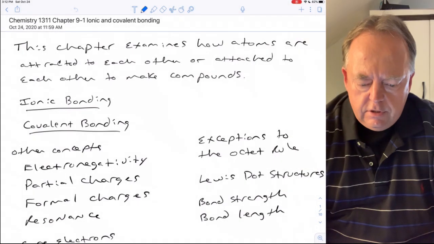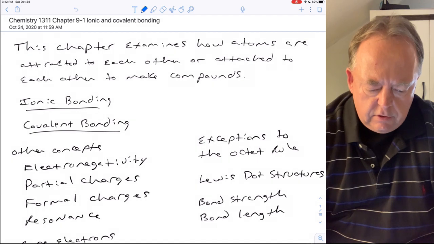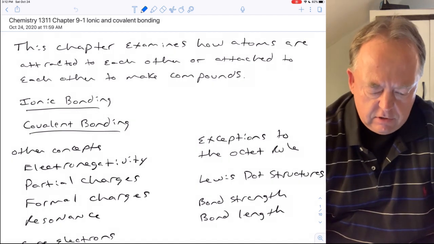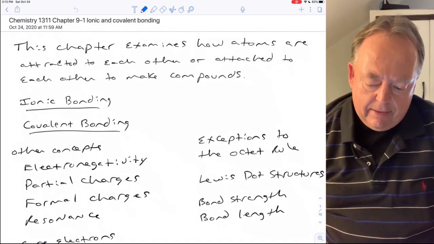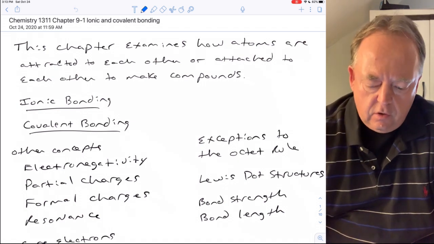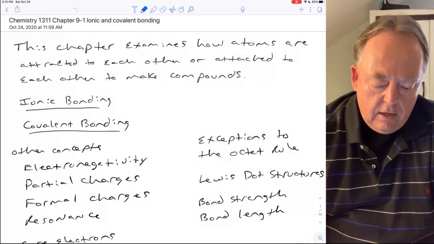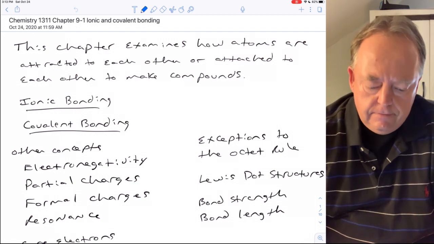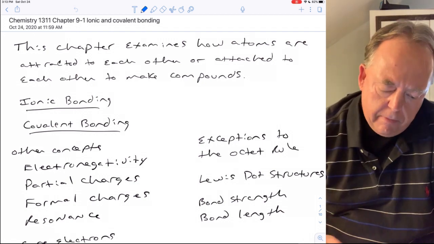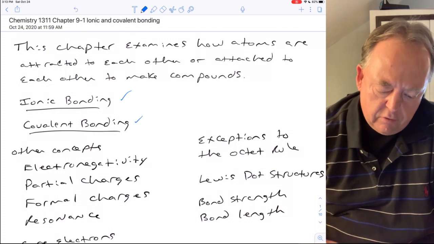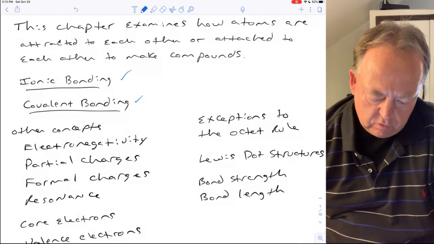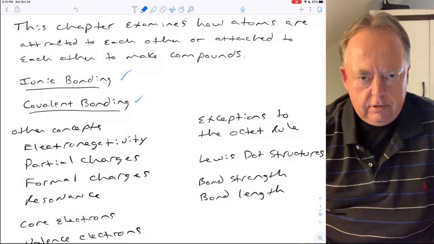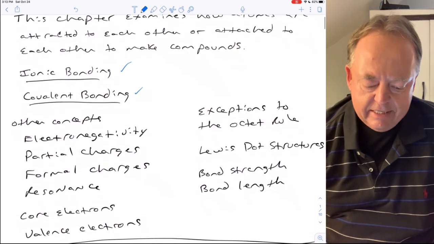Okay, so this lecture covers, we start chapter 9, and it covers the concept of ionic and covalent bonding. Basically it examines how atoms are attached or attracted to each other to make compounds. The two main concepts are ionic bonding and covalent bonding, but there are other concepts covered in this chapter as well that allow us to look at ionic bonding and covalent bonding in more detail.